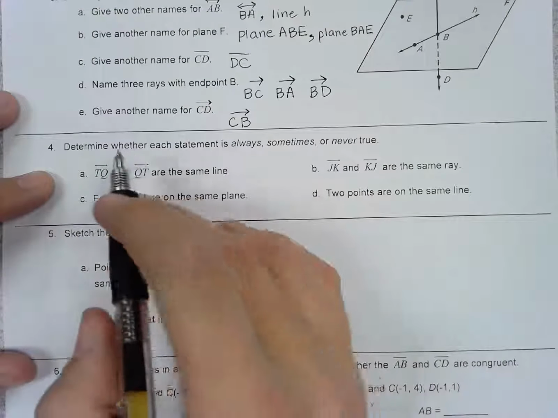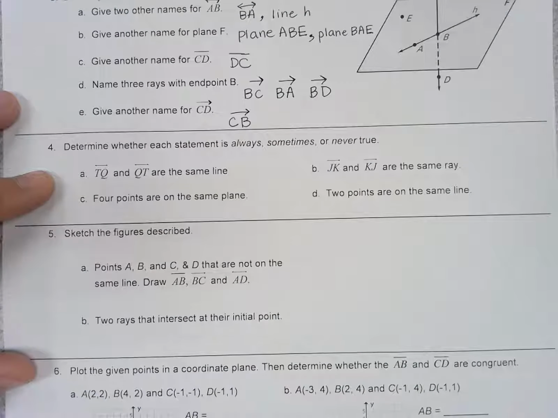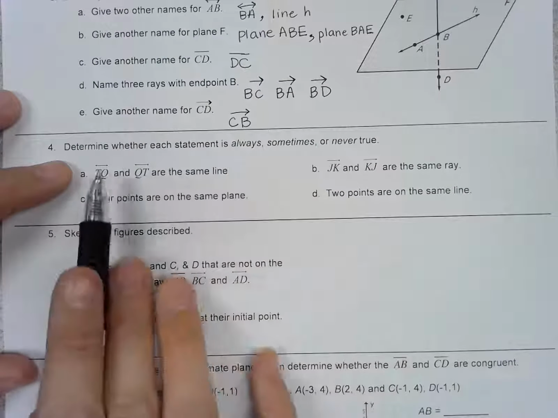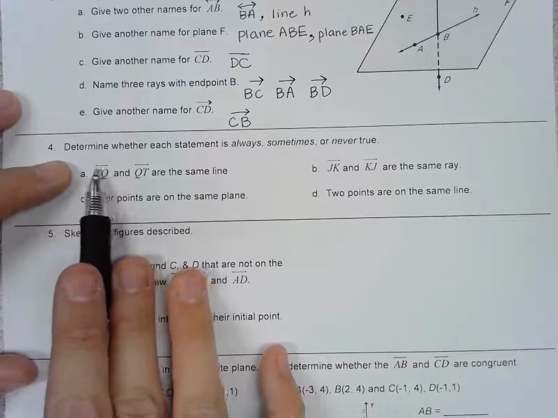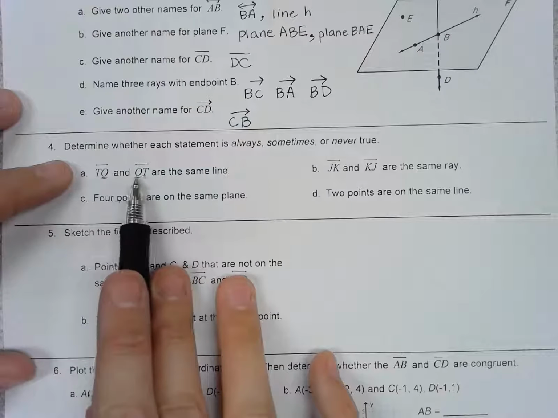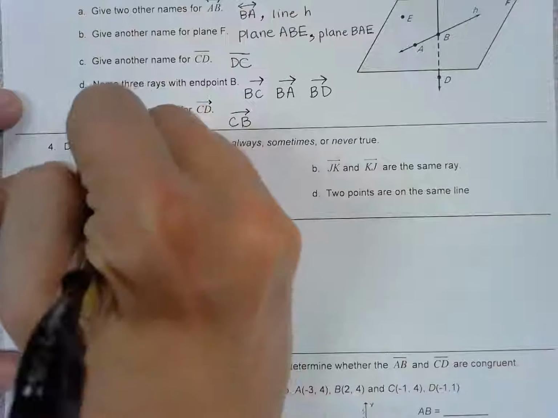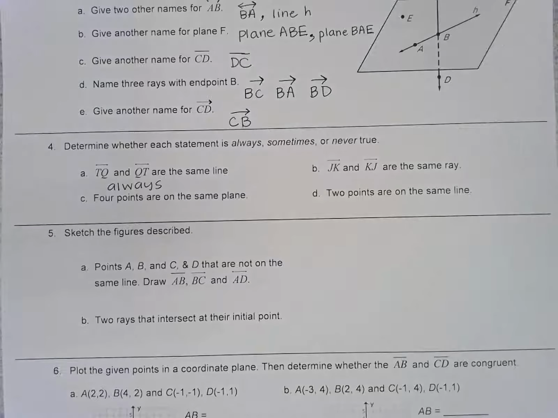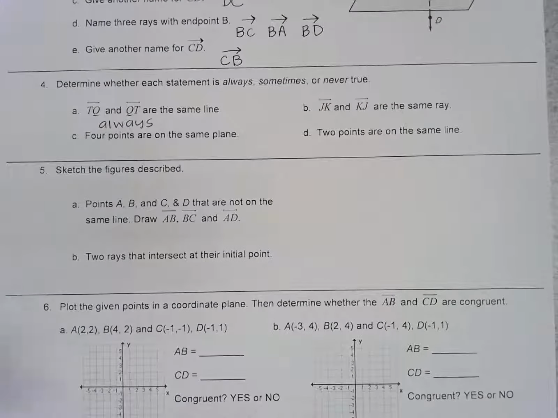Okay. Always, sometimes, and never questions are hard because sometimes they require you to think about pictures that you have to be able to see in your brain. So for question number 4, it says determine whether each statement is always true, sometimes true, or never true. So the first one says TQ and QT are on the same line, or they are the same line. So if a line goes through T and Q and it goes infinitely in both directions, and then if a line goes from Q and T and goes infinitely in both directions, you can feel comfortable saying that that one is always true as long as you're talking about the same 2 points. So as long as the T and Q are the same, then that would always be true.